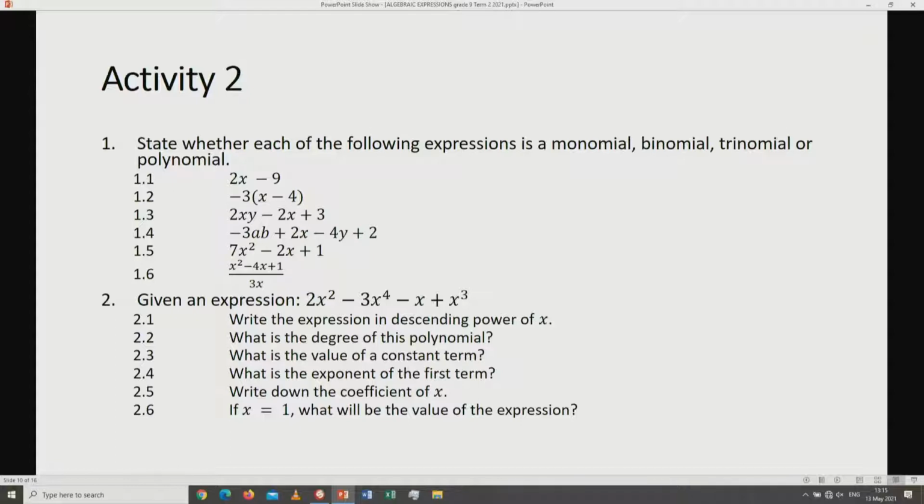So I'm just going to give you, let's say, 6 minutes. Can I give you just 6 minutes to do this? Just state whether this one is a monomial, this one is a binomial, and then from there, for number 2, write it in descending power. After that, you have to answer the questions that follow. I think 6 minutes will be fine. Let's take it in 6 minutes.